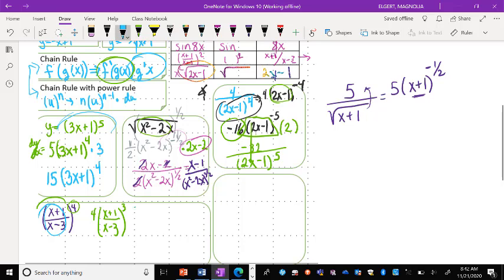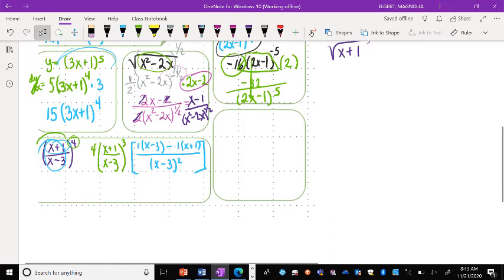So the problem is the derivative of the inside is going to require the quotient rule. So I'm using brackets, and you're going to see why. I'm not going to do anything with this piece right yet. I'm just going to do my quotient rule. So quotient rule says the derivative of the top, which would be 1 times (x - 3), the bottom, minus the derivative of the bottom, which is 1 times (x + 1), all over (x - 3) squared.